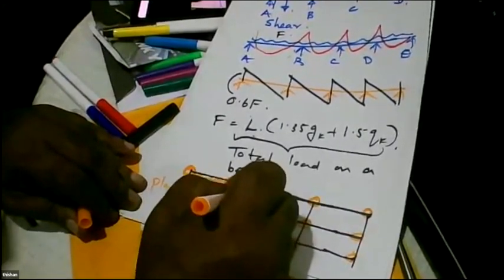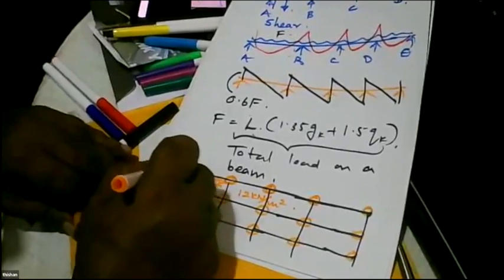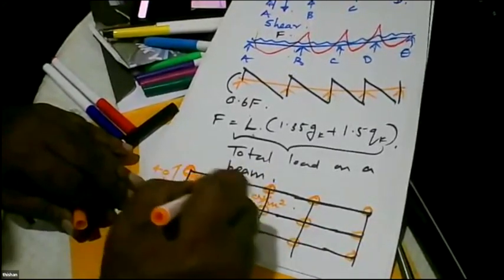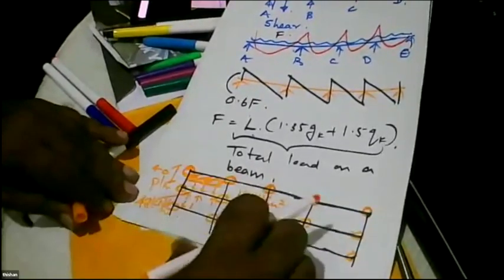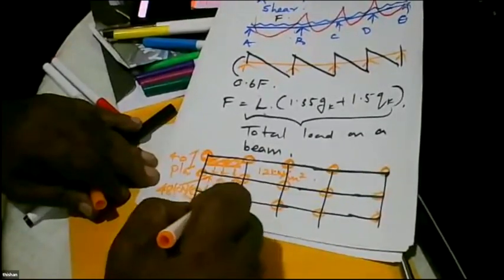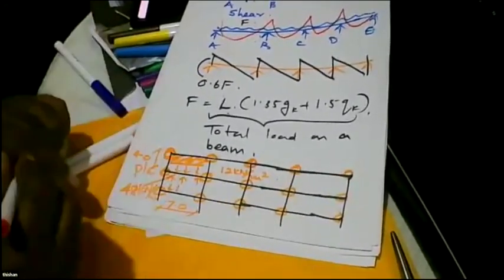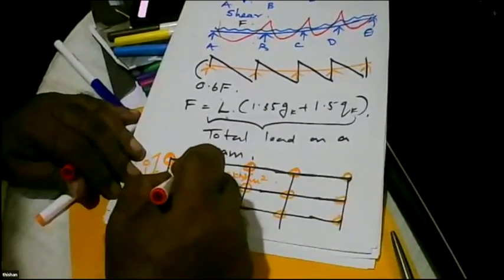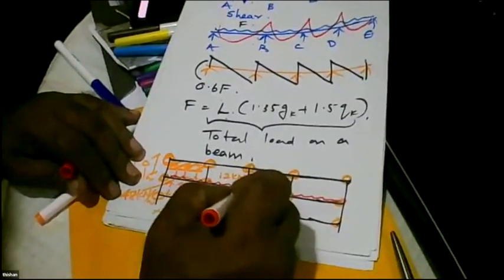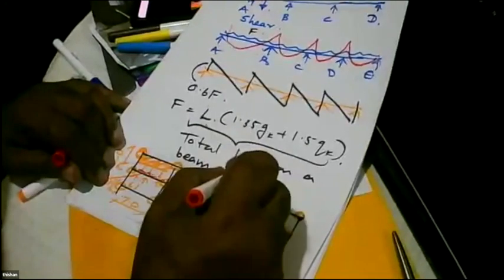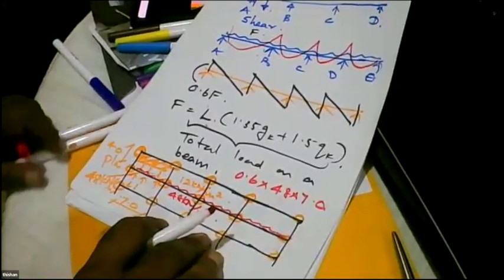And if it's an office building, we say it's 12 kilonewtons per meter square. And if the span is 4 meters, then 12 into 4, so this will be subjected to 48 kilonewtons per meter. These spans are 7.0 meters. So straight away, we can see what's going on. We'll have a beam subjected to a load of how much? 48 kilonewtons per meter. And what is the shear? Shear will be 0.6 times 48 multiplied by 7. Straight away, we know the shear.